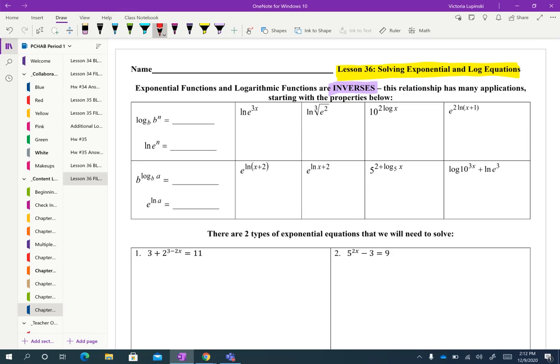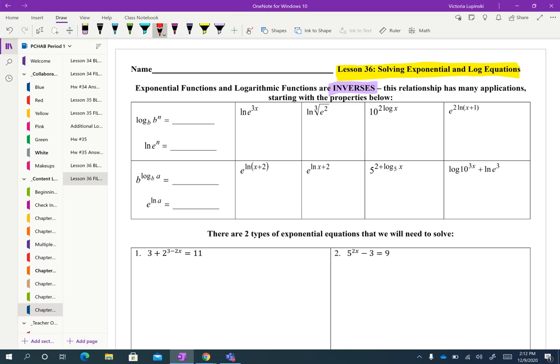All right, welcome everybody. Today we're going to talk about lesson number 36, which is all about solving both exponential and logarithmic equations. Now, we have already solved easier versions of these two types of equations earlier on in our discussion, but we're going to extend upon them today to solve more challenging problems. The thing that will allow us to do that is by examining the fact that exponential functions and log functions are inverses of each other.